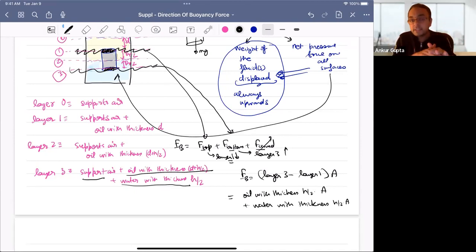So hopefully this gives you a sense that the bottommost layer supports all the fluids above it. So even oil is pushing it upwards. It's not net pushing it downwards. It's still pushing it upwards. So the weight of the fluid displaced always points upwards.